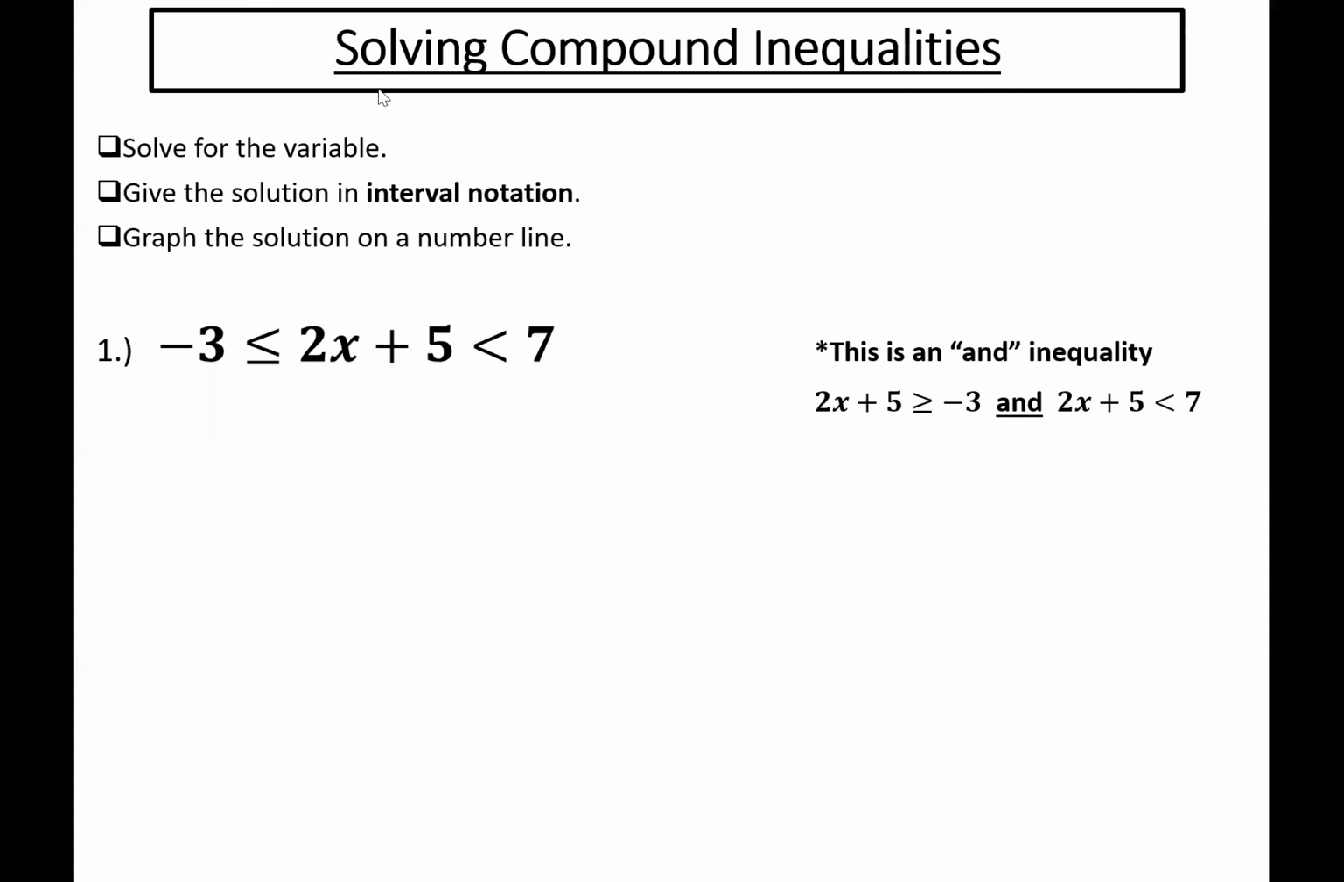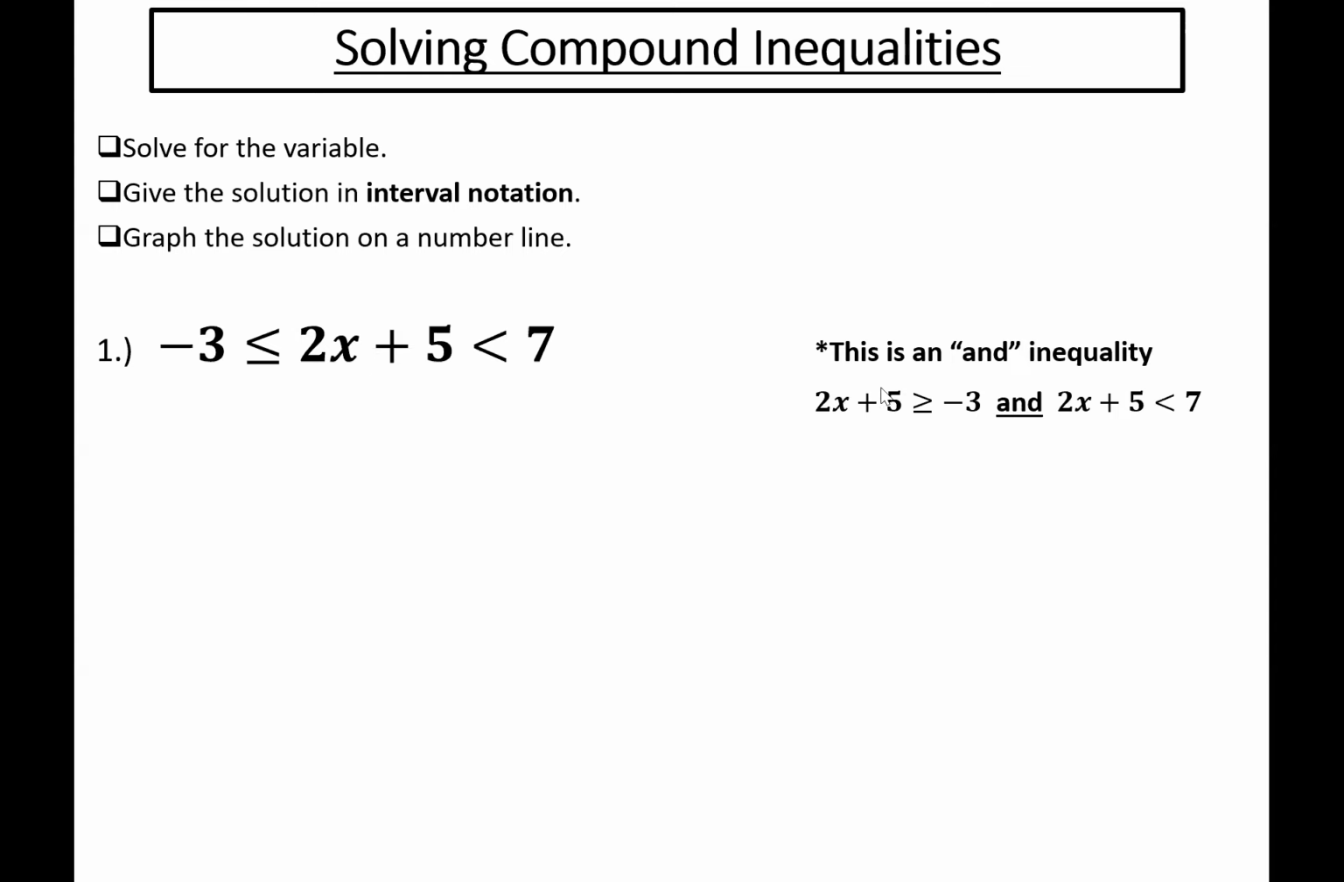All right, so we are now going to solve compound inequalities. We're kind of going through these 3 main steps. We're solving for the variable, meaning getting the variable x by itself. We're going to give the solution in interval notation, and then we're also going to graph the solution on a number line. Okay, so for number 1, it's -3 is less than or equal to 2x plus 5, and 2x plus 5 is less than 7.